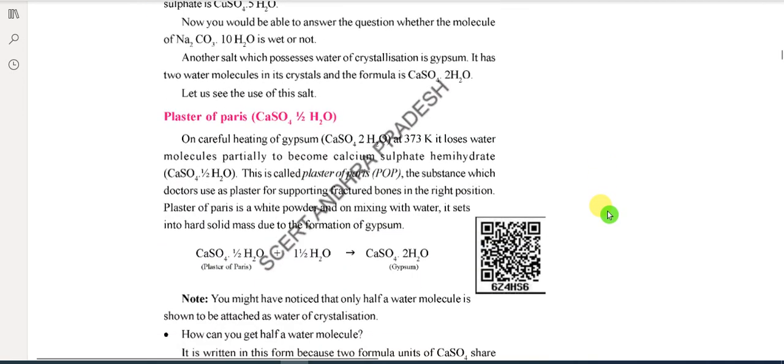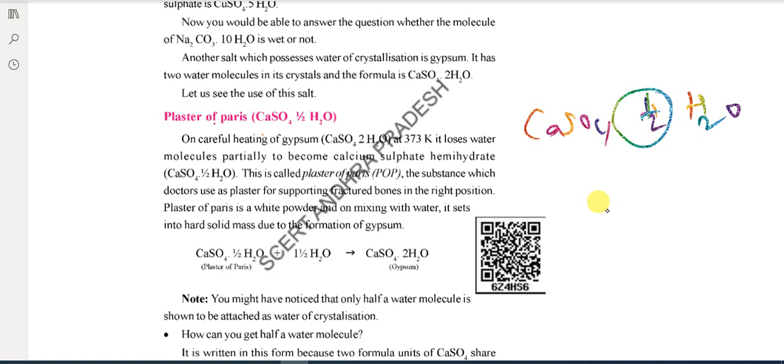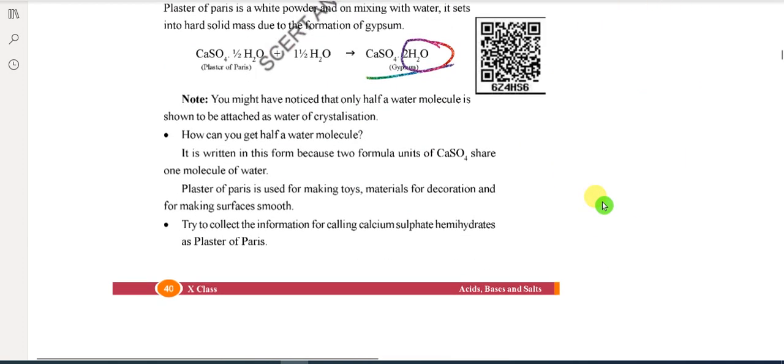Yes, plaster of Paris. Plaster of Paris is very, very important. CaSO4, the formula is the main important thing. Half H2O, that means a water molecule is there. Okay, gypsum. In gypsum, two water molecules. That is the difference. POP and its purpose. What is the purpose of the POP?